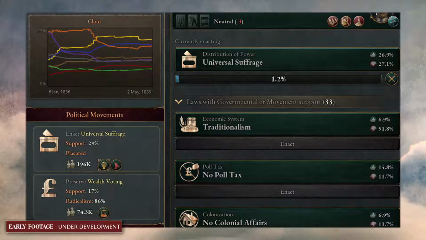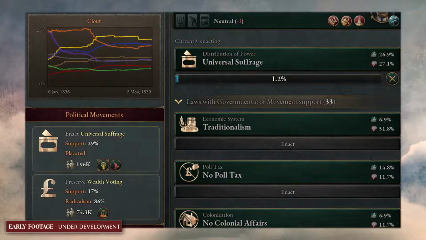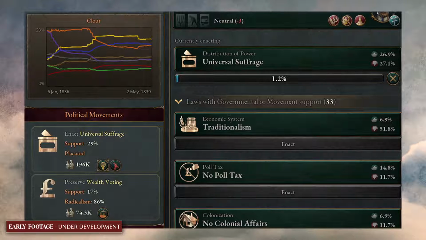Political movements are mass movements in your country to push for or against certain laws. A political movement can have support from various places in your country, such as your POPs and your interest groups. And there are three principal types of political movements.